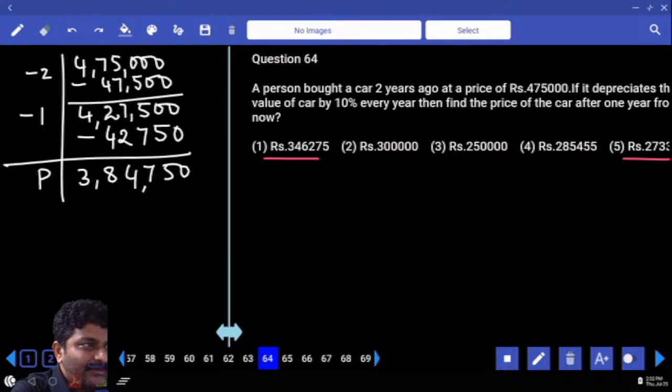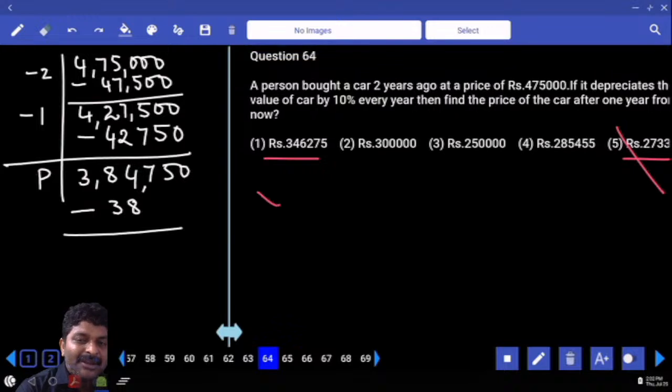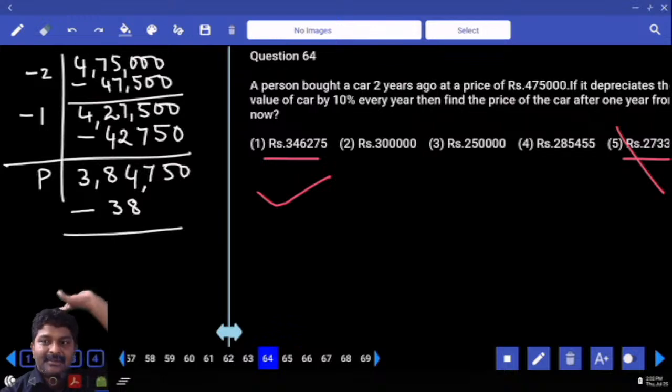3,84,750. Yes? This is the present value. Again you have to subtract 10% of this number, which is 38,000 something. Fifth option eliminate, first final. We just need whether the answer is in 3,40,000 or 2,70,000. Understand?